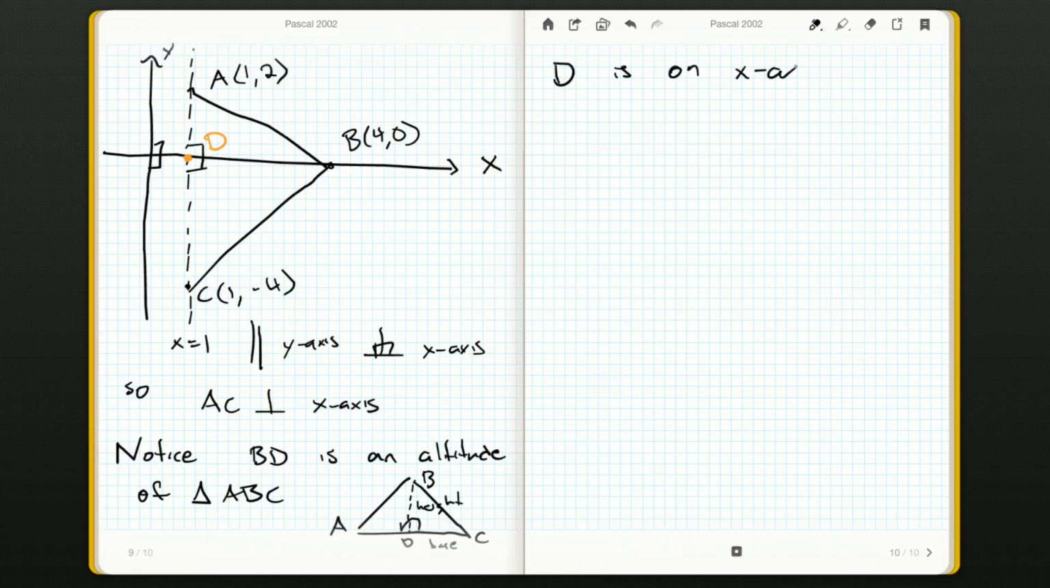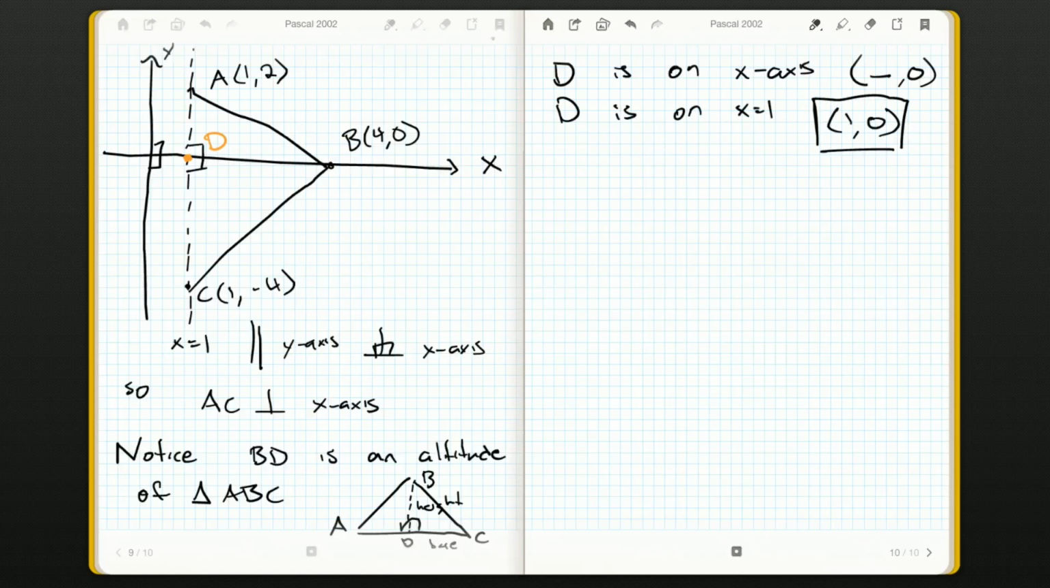So D is on the x-axis. So D looks like something, 0. Just like B is something, 0, because they're on the x-axis. They have 0 for their y-coordinate. But D is also on the line x equals 1. So D has coordinates 1, 0. And we can add those into our little picture.